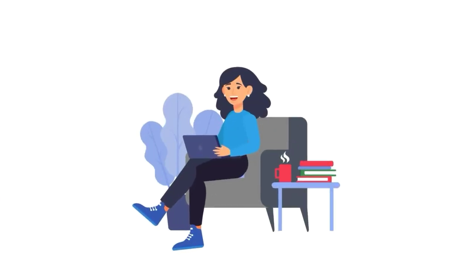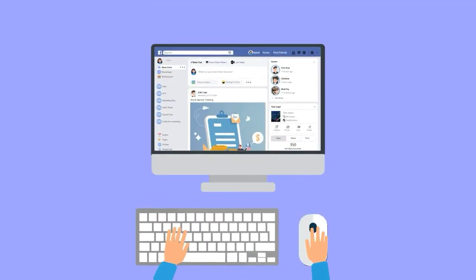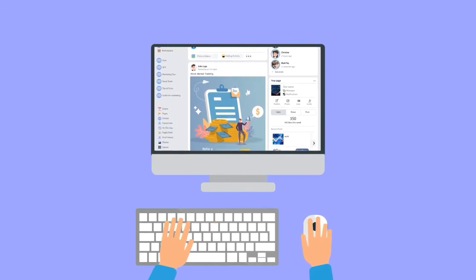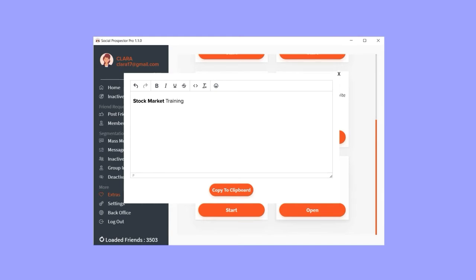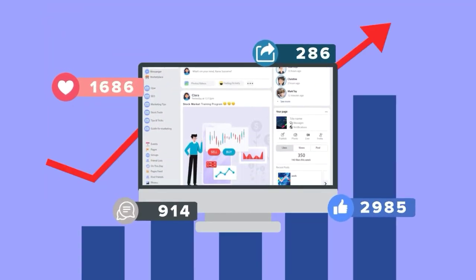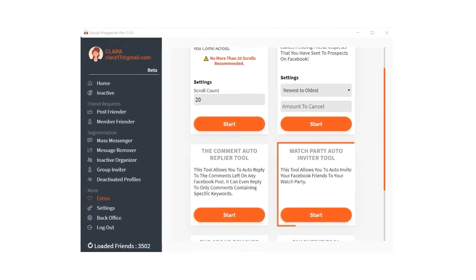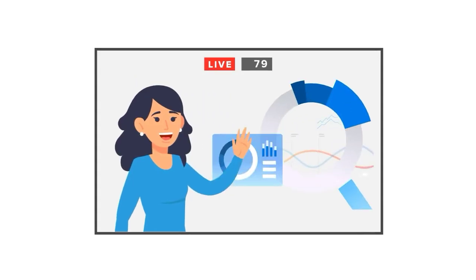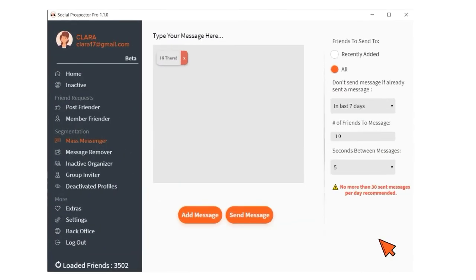While Clara grows her list daily, she is also completely automating her Facebook organic marketing. For example, when she wants to make her posts more eye-catching and stop her prospects from scrolling past them, she uses the fancy text tool. This allows her to make her font stand out, generating more clicks, leads, and sales. She also does weekly watch parties as well and uses the Watch Party Inviter tool to automatically invite her prospects to check out her sales presentations. She loves that she can segment her friends list and send mass messages based on how long she has been friends with her prospects.